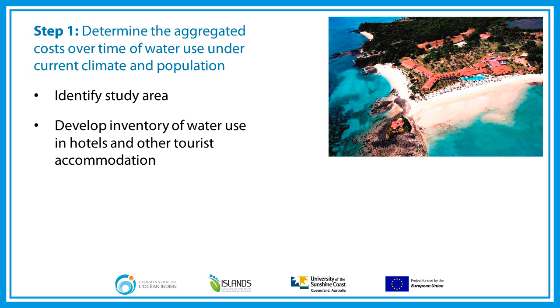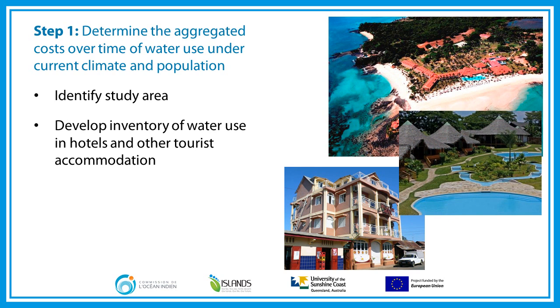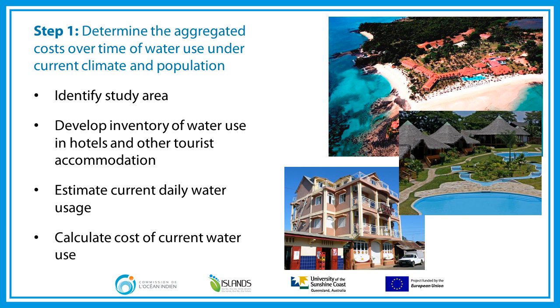Different hotels will have different characteristics, including their size, the number of rooms, their proximity to the ocean, their rooftop construction material, the number of stories, and so on. By collecting information on the number of rooms in each hotel, the daily water use in liters, and the cost per liter of water from the existing supply, we can calculate the overall costs of water supply to hotels in the project site under current climate conditions.